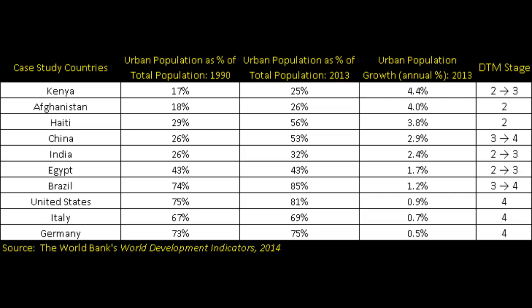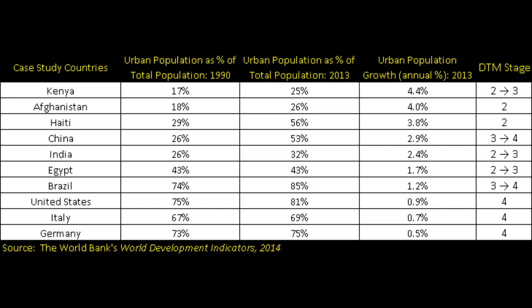Here we have our case study countries that we've used throughout the semester, and they're listed in descending order based on that second to the right column, urban population growth annual percentage 2013. So essentially I've sorted them in descending order based on that percentage. And if we look at the far right hand side, the DTM stage that we've identified in a previous chapter, we can see a general trend.